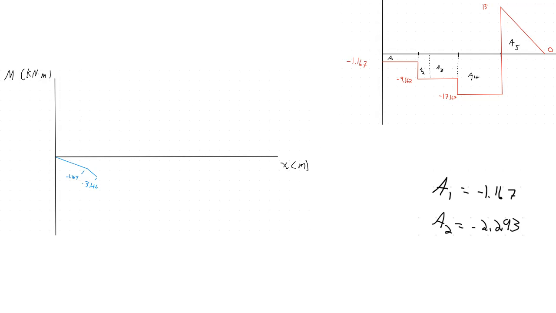The next part, we have to split into two parts. A2 is only 0.25 meters wide, because at the end of A2 we have that direct moment applied. So A2 is going to be that negative 9.167 multiplied by the 0.25. That ends up being negative 2.293, and so we go 2.293 further down on our bending moment diagram. So we add A1 and A2 to get our total of negative 3.46.